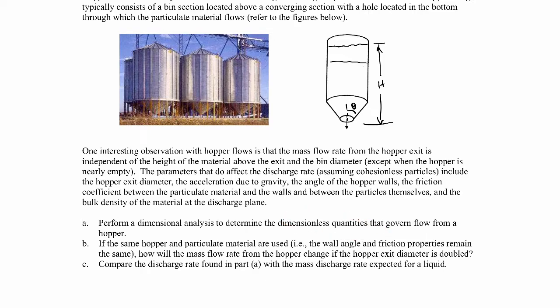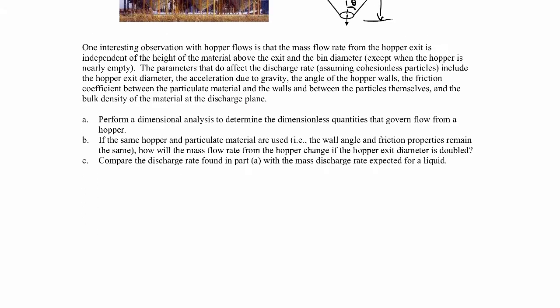So what we're going to do is perform a dimensional analysis to determine the dimensionless quantities that govern this flow. And if we use the same hopper and particulate material, how will the mass flow rate from the hopper change if the hopper exit diameter is doubled? And how does the discharge rate found in part A for this particulate material compare with the mass discharge rate expected for a liquid? All right, so let's do this dimensional analysis.